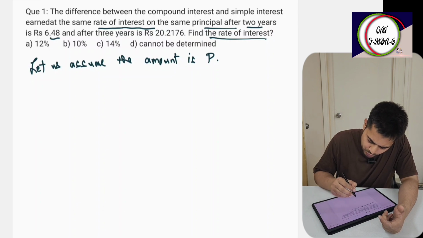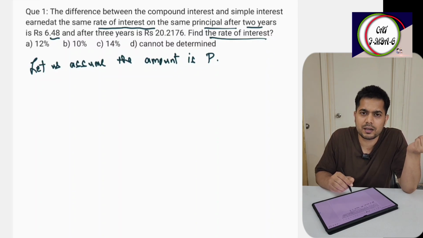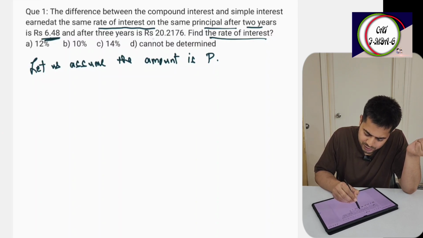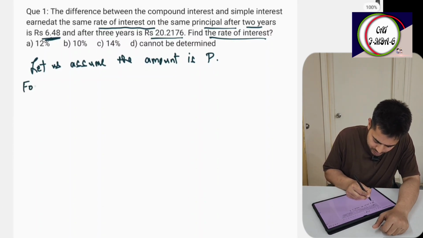So if the time period is 2 years, then the difference between compound interest and simple interest is 6.48. If the time period is 3 years, then the difference is 20.2176. So first let us say for 2 years.